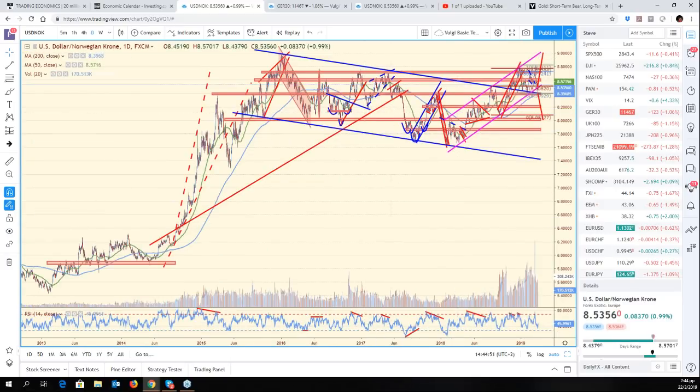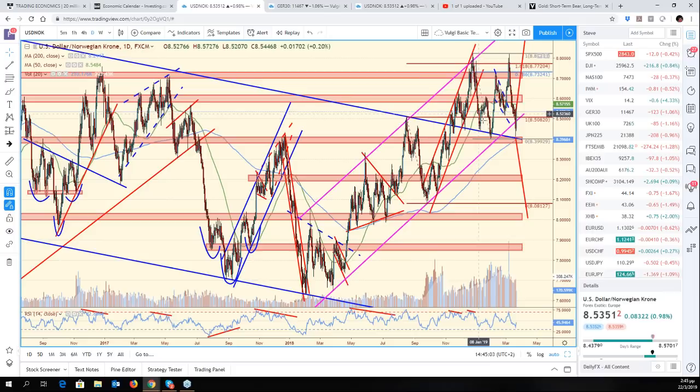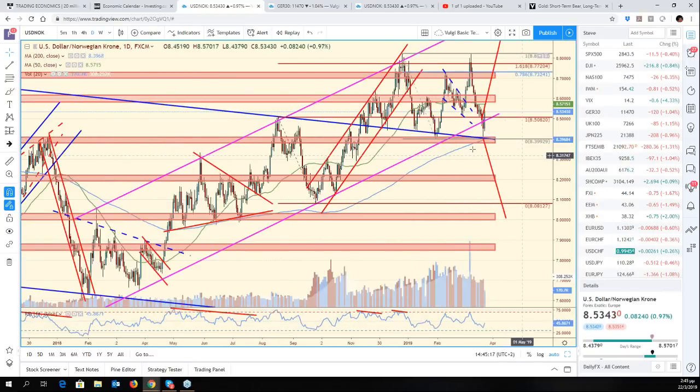840 is this long-term corrective channel's resistance, which has already acted multiple times as support. Every single time the market reacted strongly to that. On this occasion, this also coincided with two more areas of support: the 200 daily moving average and the horizontal support resistance area at 840.